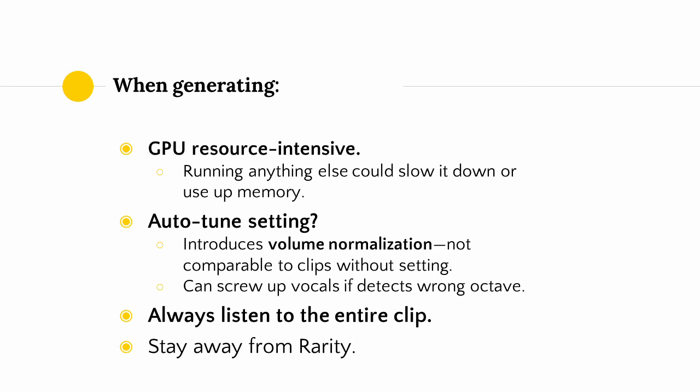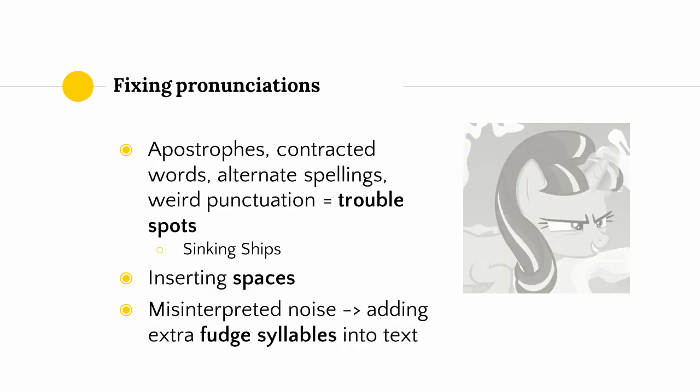In terms of models, I try to stay away from the rarity model, given that it's based on talking data instead of singing data, which is unfortunate. Here are a few tips for fixing pronunciations. Firstly, apostrophes, contracted words, alternate spellings, or weird punctuation can all confuse the model.